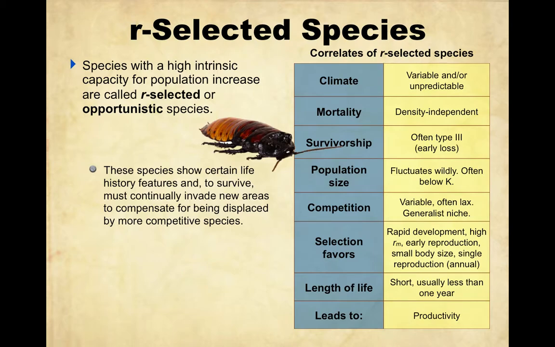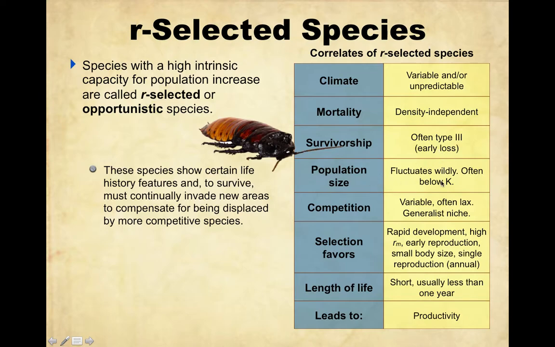They have high levels of competition. Their climate is variable. They're usually generalists. What kills them is the density independent factors, not so much the density dependent. Remember, density independent factors were the abiotic factors. They tend to be type 3 or in some cases type 2.